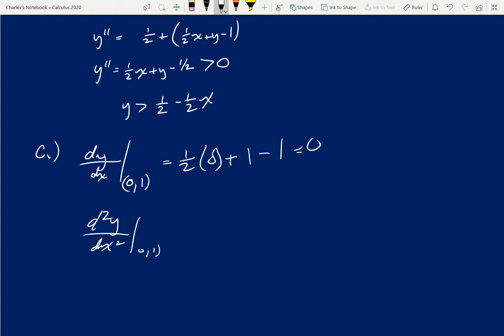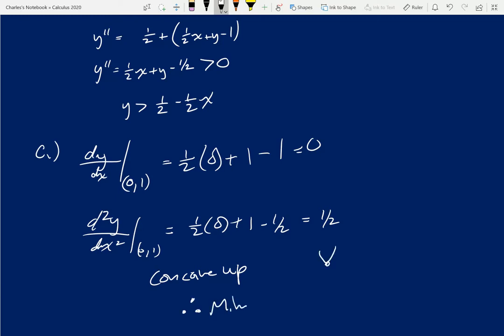So d squared y dx squared at (0, 1) is equal to 1/2 times 0 plus 1 minus 1/2, which equals 1/2. So it's concave up, therefore it's a minimum.